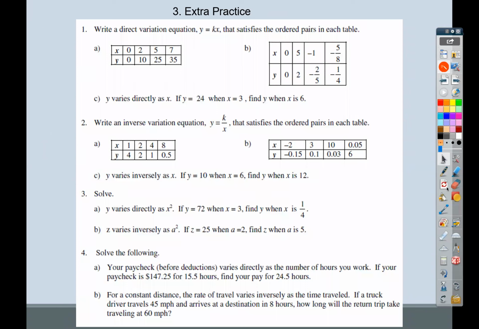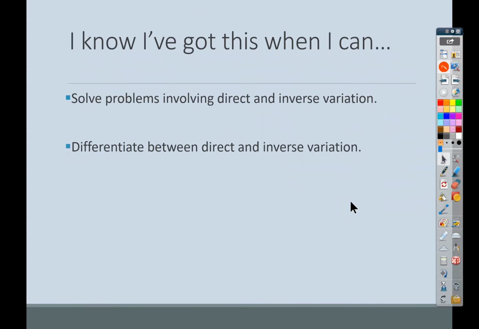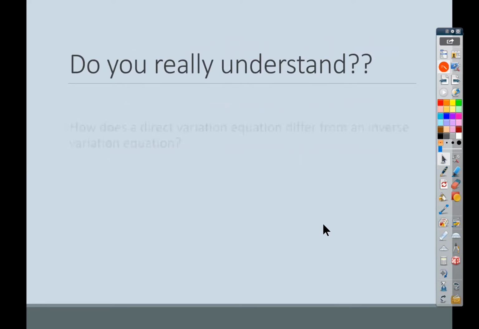Here's some extra practice I want you to try, so go ahead and pause it, and then check your answers. Let me know if you need extra help on this. So I know I've got this when I can solve problems involving direct and inverse variation and differentiate between direct and inverse variation, but do you really understand?